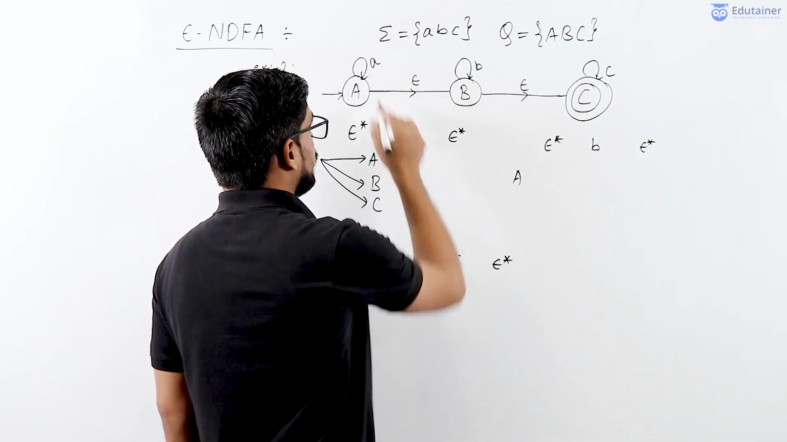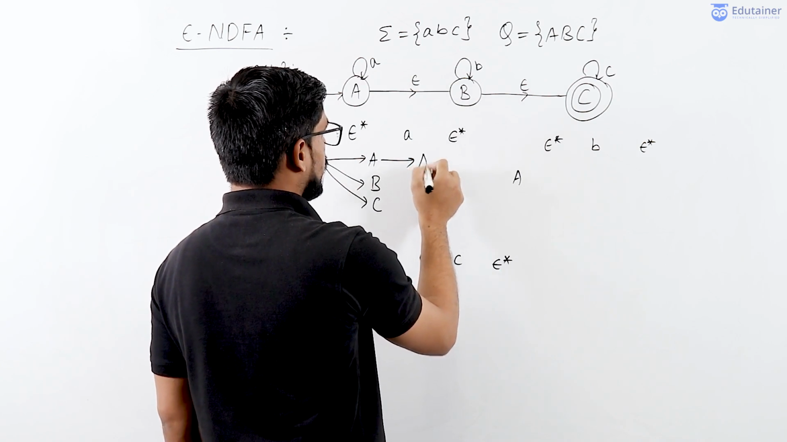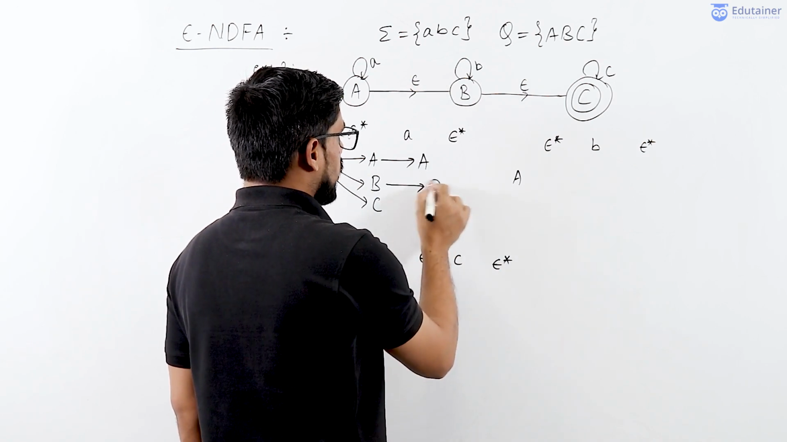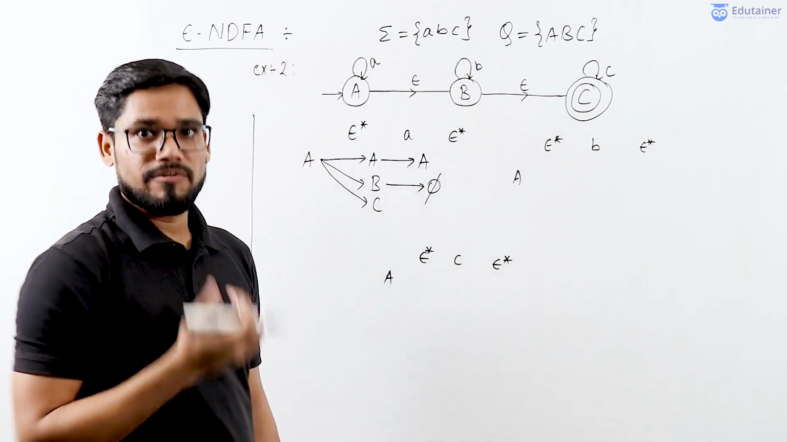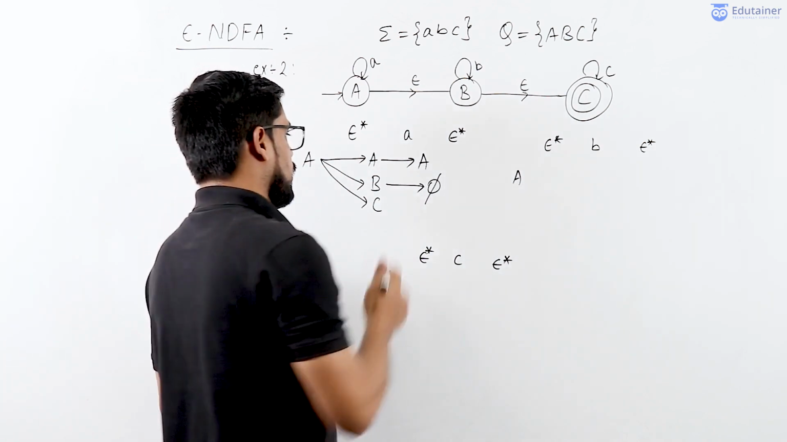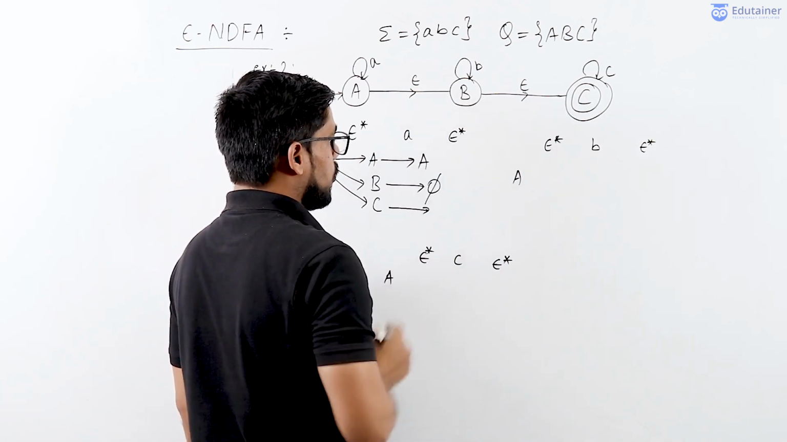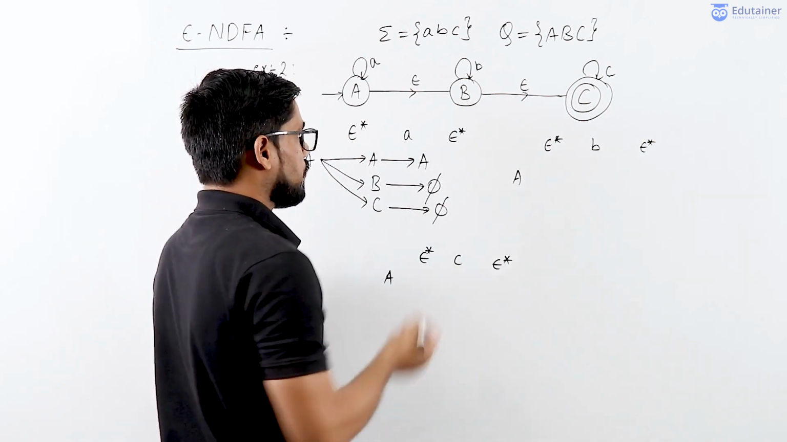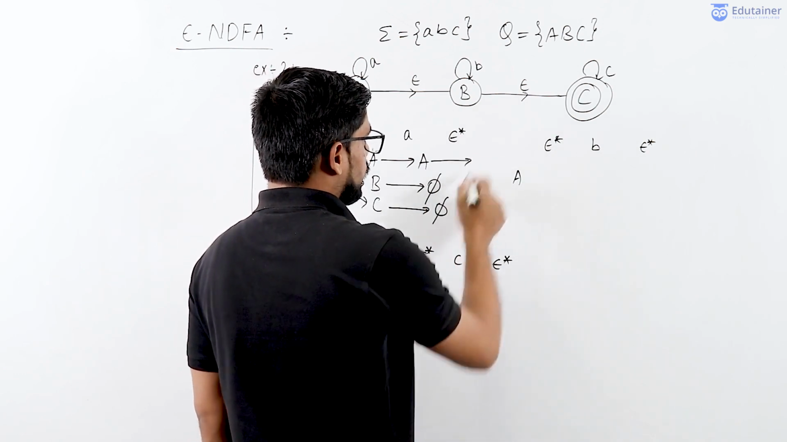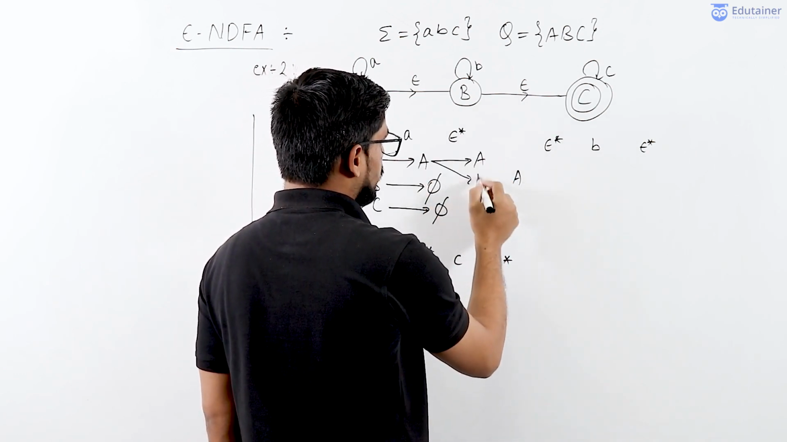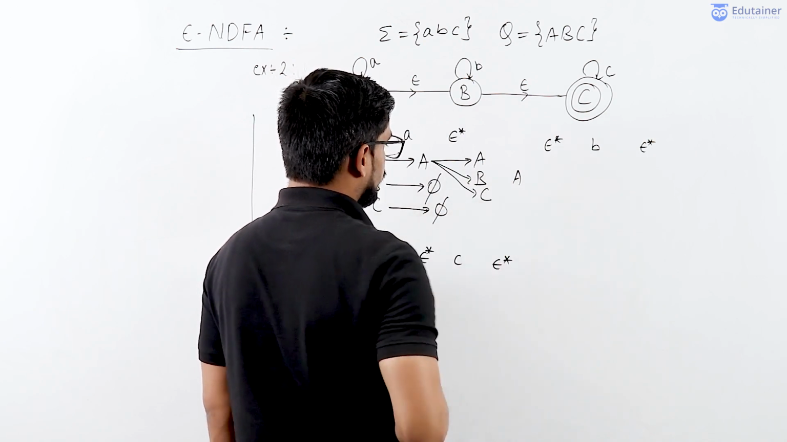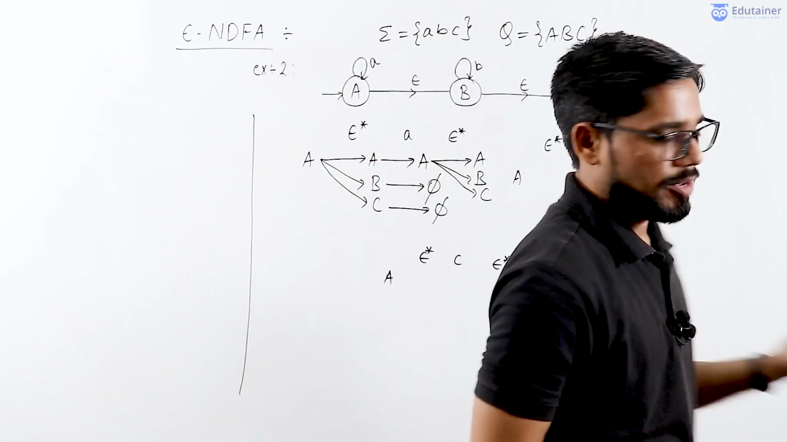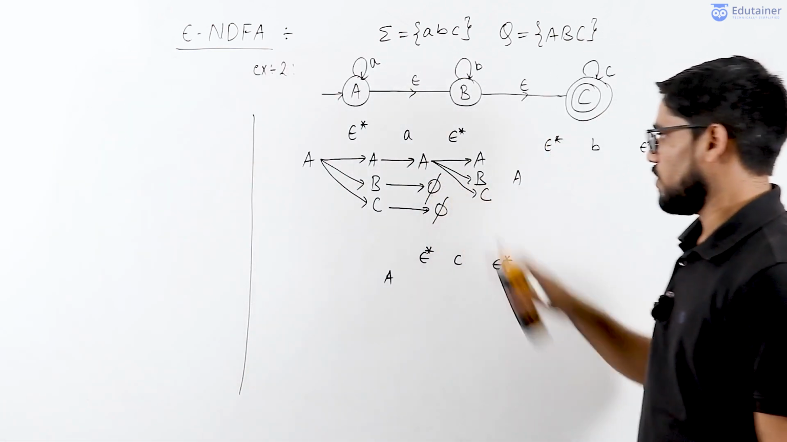Now A on small a will go to capital A itself. B on small a, there is no move defined here. So I will write phi. Phi means dead configuration. And C on small a will also become phi because there is no move defined for C on small a. Similarly, A on epsilon star will go to either A, or B, or C. And for phi, there is no concept of epsilon move, so I have not considered this phi state.